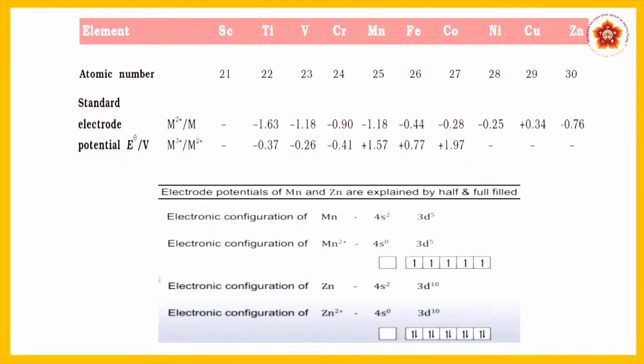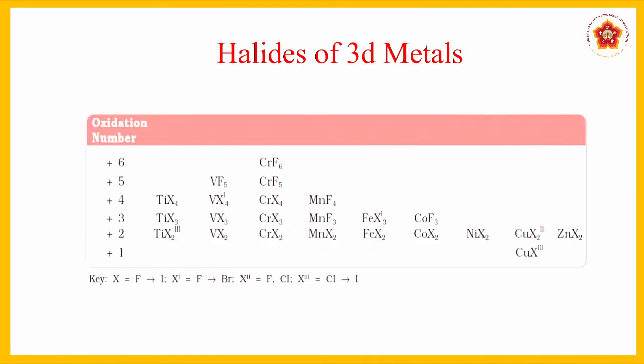So, this is about the study of the electrode potential. They have shown how manganese and zinc are having a pretty high value because of the half-filled stability and fully filled stability in their +2 state. So, moving further, let us see some halides of these 3d metals which are possible. Which are the halides here? They have just shown, and they are given some notations there.